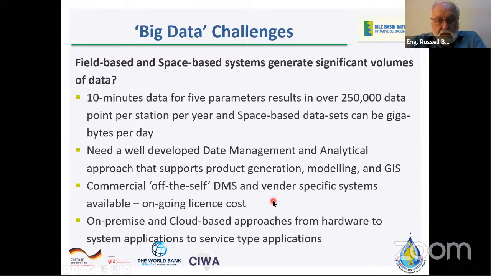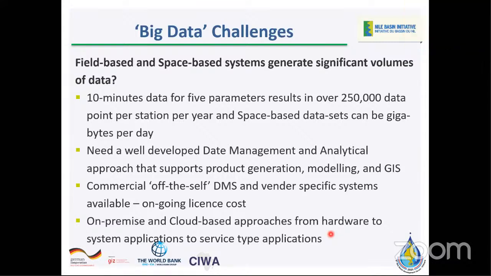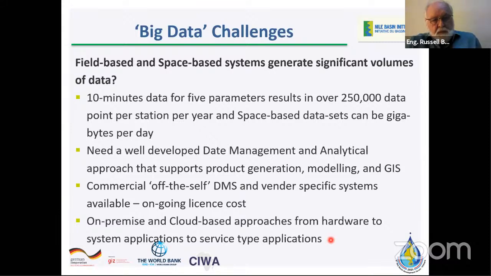In this technology area, there's a number of commercial off-the-shelf data management systems. There's also a number of vendor-specific systems that are available. The challenge here is there's an ongoing license cost for most of these that we have to consider when we deploy these technologies. Another advancement that's offering opportunities for us is on-premise versus cloud-based approaches. There are advantages and disadvantages of both, and we could have a significant discussion over an extended period of time on both. I just want to bring it to your attention.